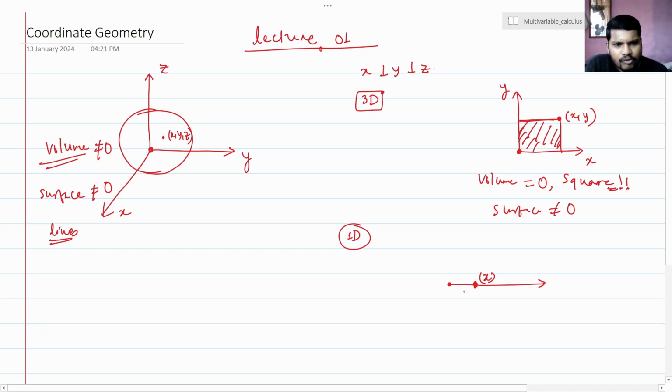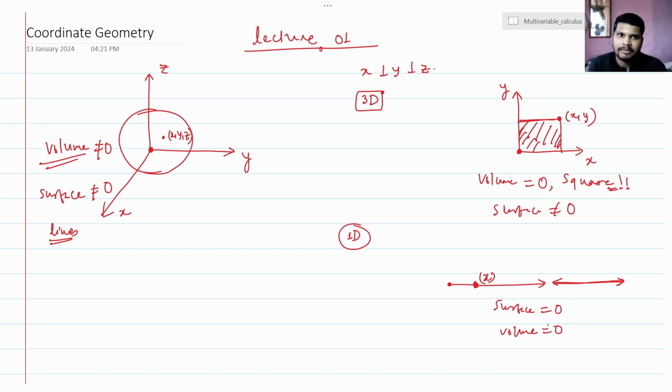On the other hand, if you have any kind of point over here, you will have only a line. This line does not have any surface, and neither does it have any volume. So the surface is zero, there is no surface, and the volume is also zero. So this is the basic way we can distinguish one dimension, two dimensions, and three dimensions.